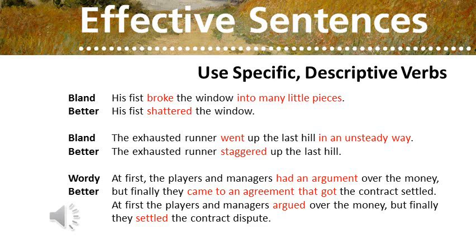And then finally, at first the players and managers had an argument over the money, but finally they came to an agreement that got the contract settled. Very wordy. It can be handled very easily by taking argument and agreement and turning them into verbs. At first the players and managers argued over the money, but finally they settled the contract dispute. Okay, so the verb is the heart of the sentence. You want your verbs to be specific. You want them to be descriptive. You want them to do the beating of the sentence.